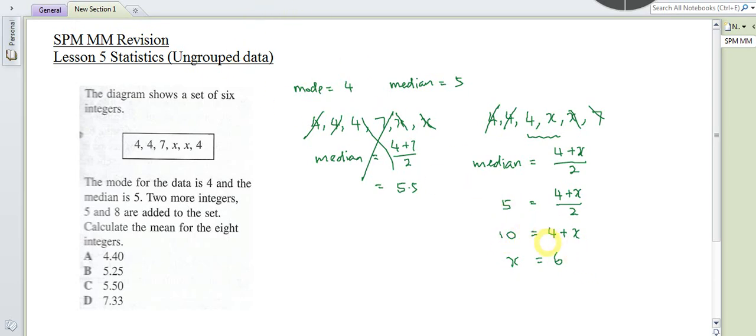Now we know that x is 6. So I write down the data first: 4, 4, 4, 6, 6, 7. Now we add 2 more new data, which are 5 and 8. You want to find the mean. To find the mean, we don't have to rearrange all the data here. You just add up all the data together.